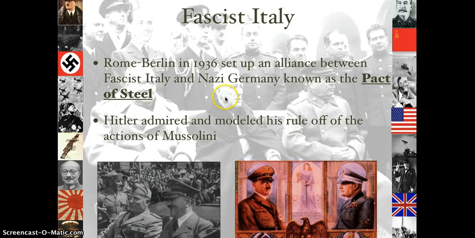Additionally, he'll make friends up north with the Germans in the Pact of Steel, and Hitler will be a big admirer of Mussolini and actually steal most of his ideas on how to gain dictatorial power. So we'll see that these two countries start this move towards dictatorships around the world, but certainly they won't end them.